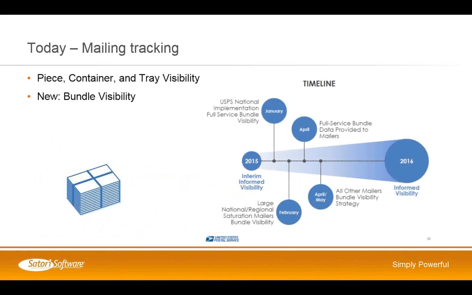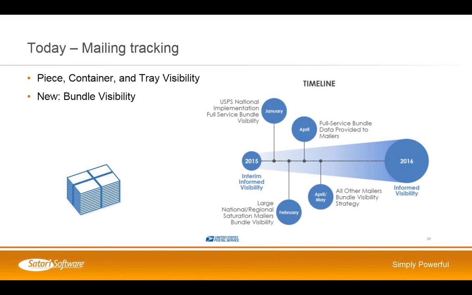Now if we look at the different types of tracking that's available, when tracking first started, the tracking was being done at the piece level, and that was really the only thing that was available. One of the things the Postal Service is now doing is building out additional visibility, where they are also providing visibility into container scans, which would be pallet placards, and also into trays.